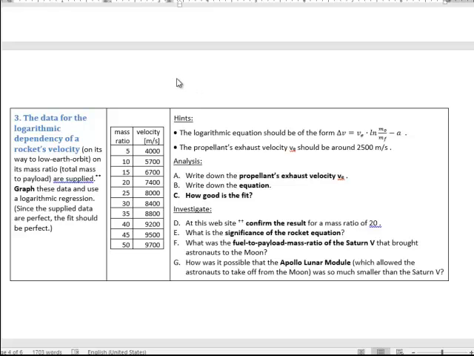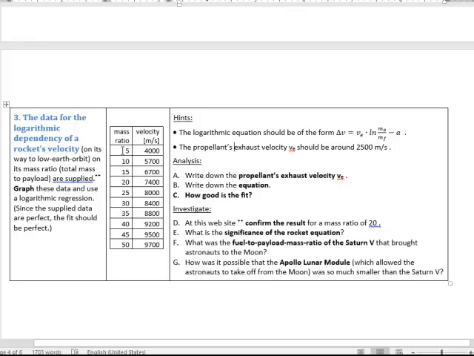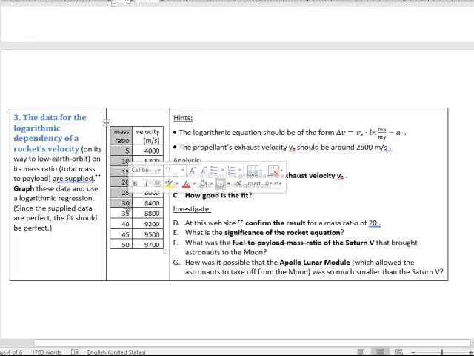So this is the problem for rocket propulsion. Turns out that the velocity of a rocket depends on the mass ratio between the propellant and the payload. That means, for example, if you look at 30, that there's 30 times as much propellant mass-wise as there is payload. And then it turns out that the relationship doesn't go up nicely straight, but it goes up logarithmic.